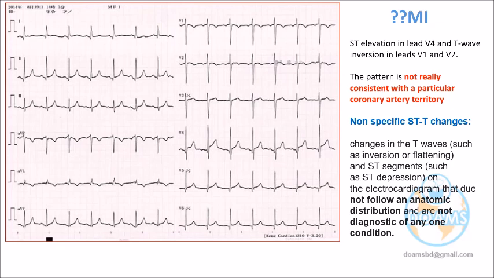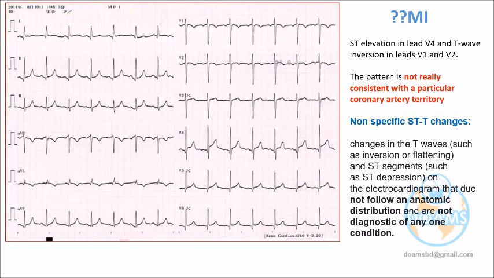The second thing, the inversion in lead 1 and 2. T wave inversion in lead 1 and 2. So in lead 1 and 2, T inversion is there, but ST elevation is not there. In lead 4, ST elevation is there, but T is not inverted. And if we find ST elevation in one lead, to make it substantial, we have to get the same changes in another lead also.